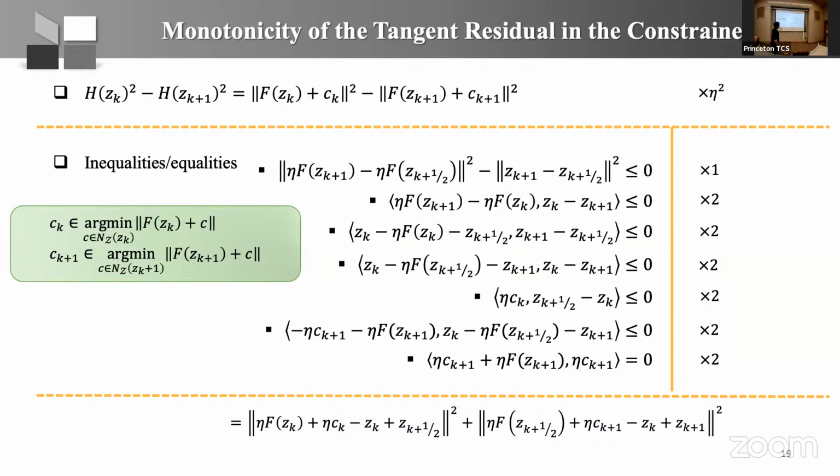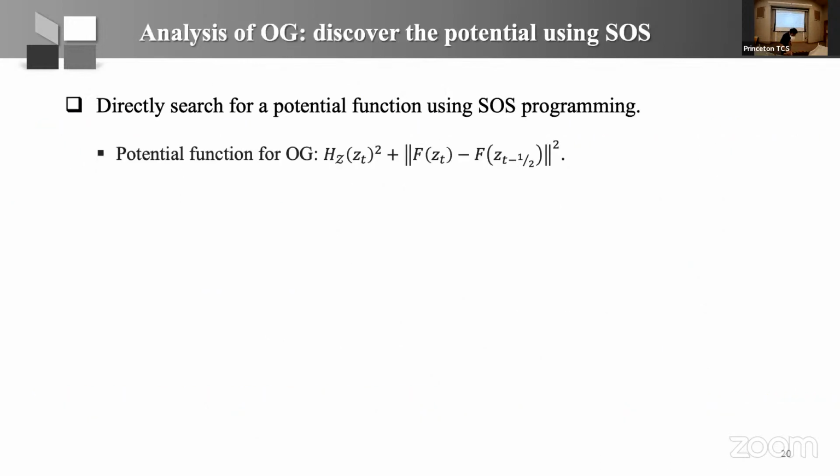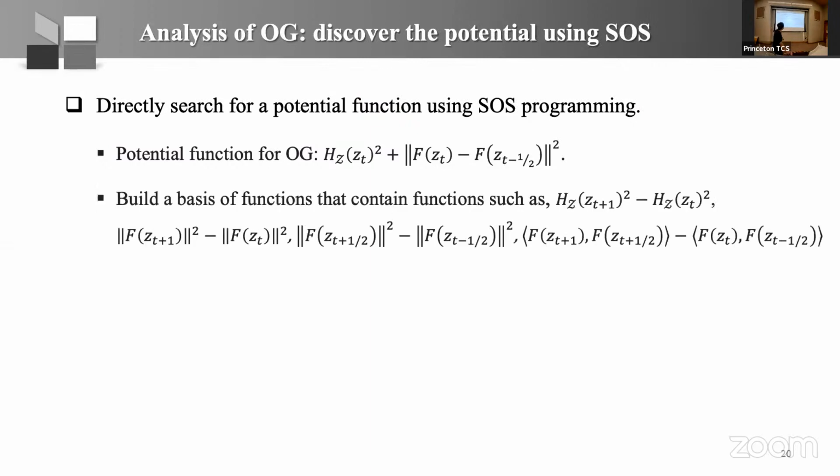Right, so that's the proof, which you can verify if you spend some time. Turns out if you look at the optimistic gradient, here's the potential function. It's not the same, you need to add an additional term. The way we did it is we say, we think the potential function will have these components, and we just build a basis. That is kind of heuristic.